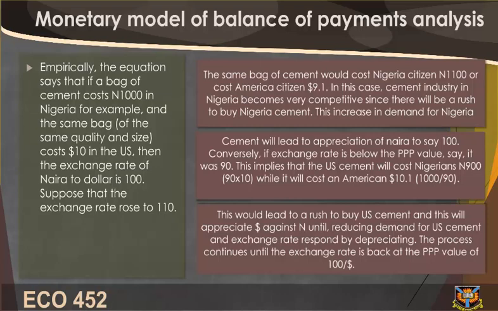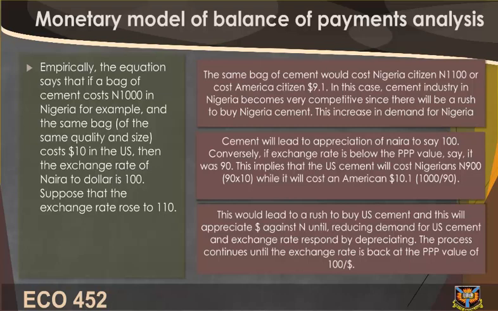Conversely, if exchange rate is below the PPP value, say it was 90, this implies that the US cement will cost Nigerians 900 Naira, 90 times 10, while it will cost an American $10.1, 1,000 divided by 90. This will lead to a rush to buy US cement, and this will appreciate the dollar against Naira until reducing demand for US cement, and exchange rates respond by depreciating.